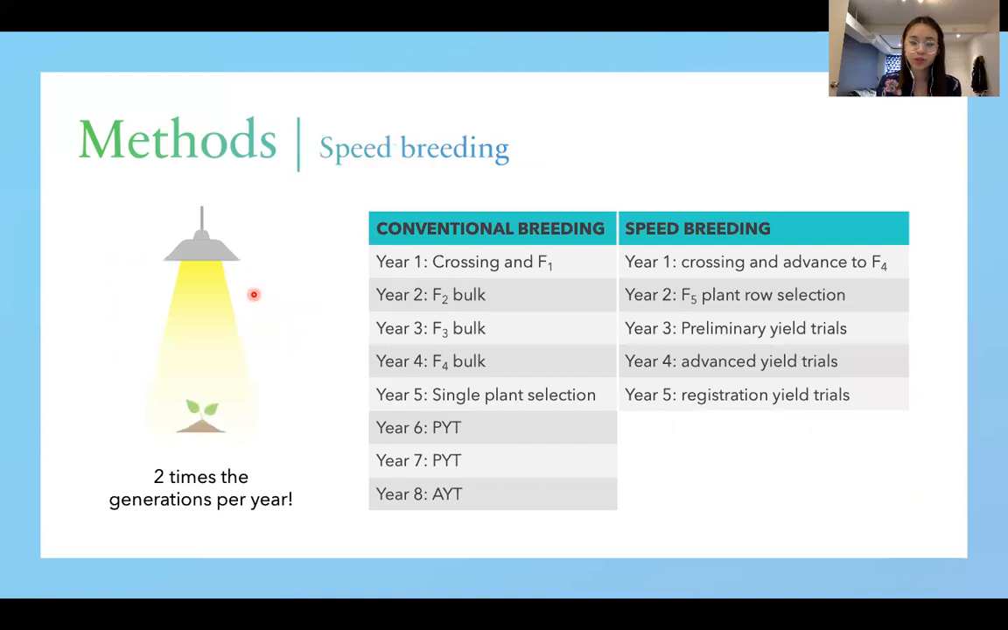Speed breeding is a way to increase the rate of development by lengthening photoperiods, and we can see that by using speed breeding, we can cut down the number of years from 8 to 5.